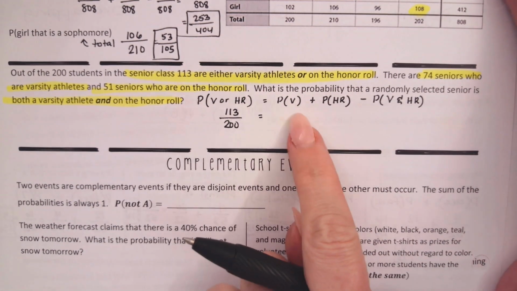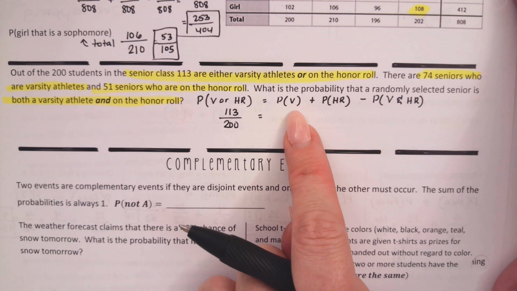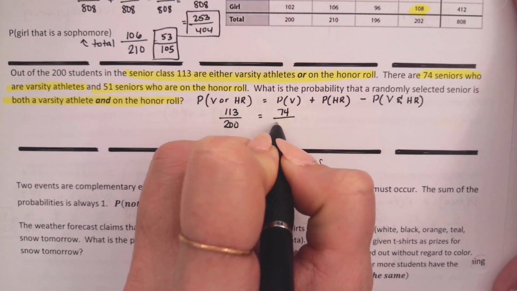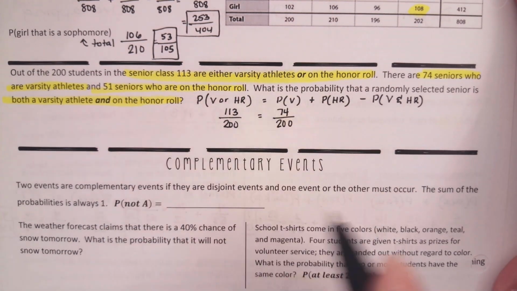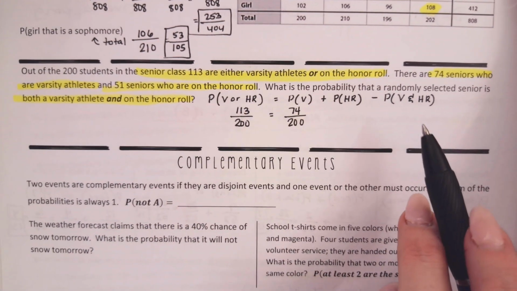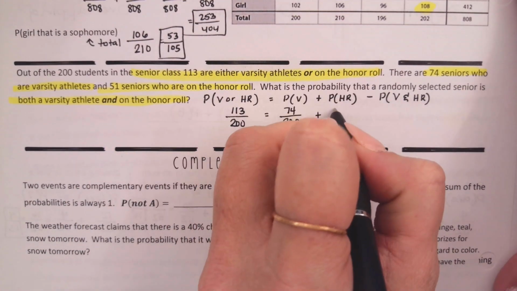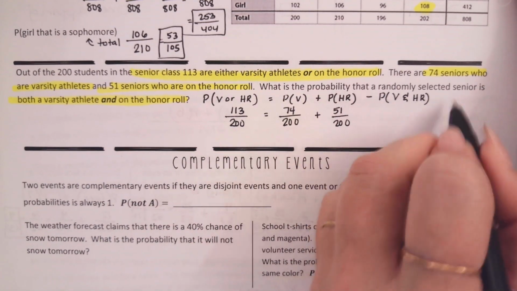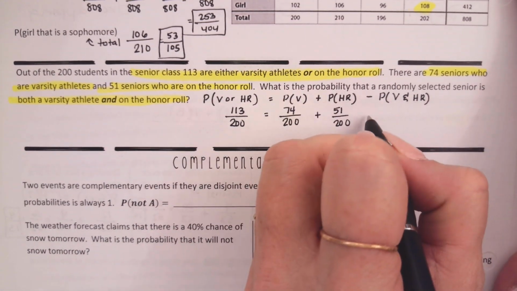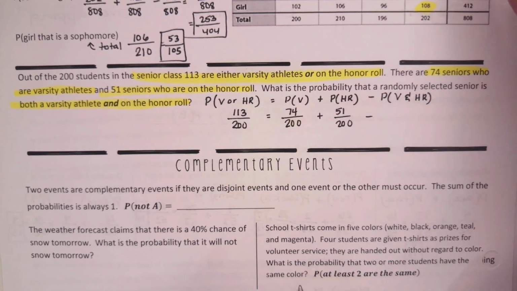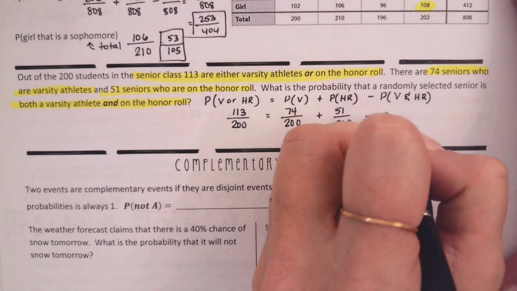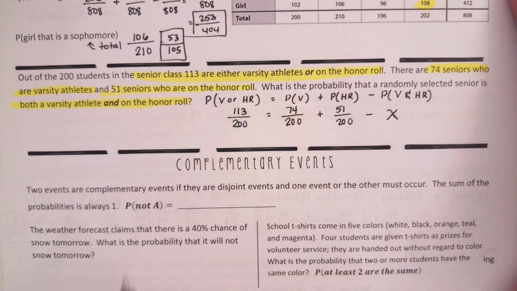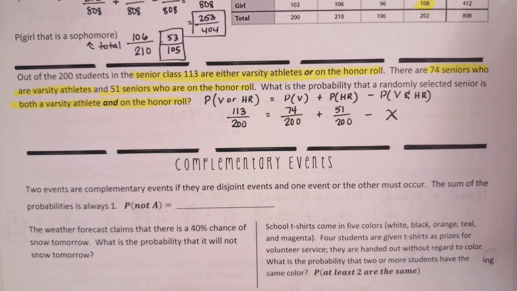Okay. Do we know varsity numbers? Yes. There's 74 out of 200. Okay. Do we know honor roll numbers? Yes. 51 over 200. The only thing we don't know is this. This is what we're trying to solve for, them being varsity and on the honor roll. So let's put some sort of variable there. Which should I put? X. Okay.